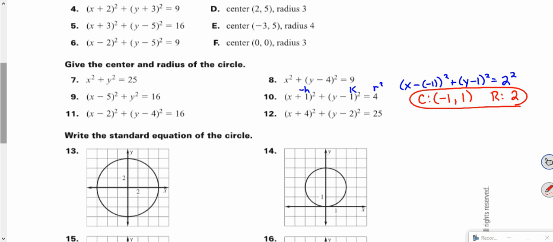I hope you guys can see that. Center is (-1, 1), and radius is 2.